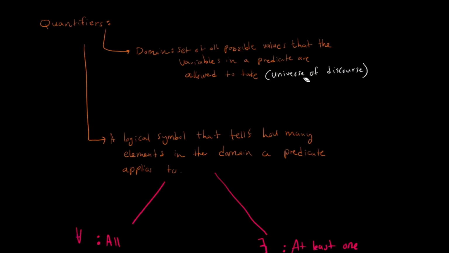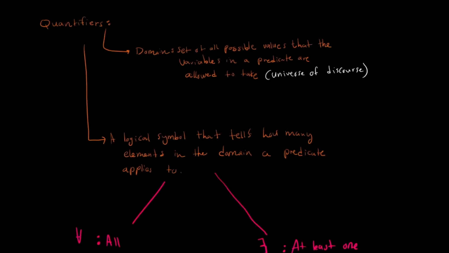Okay, so now let's look at quantifiers. Before we get into the idea of a quantifier, we have to know what the domain is. So domain is a set of all possible values that the variables in a predicate are allowed to take. This is also known as the universe of discourse.